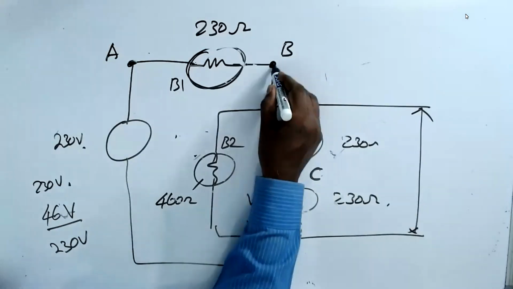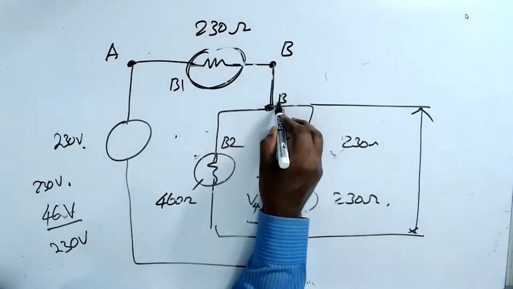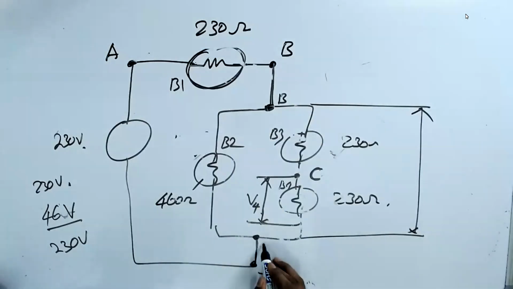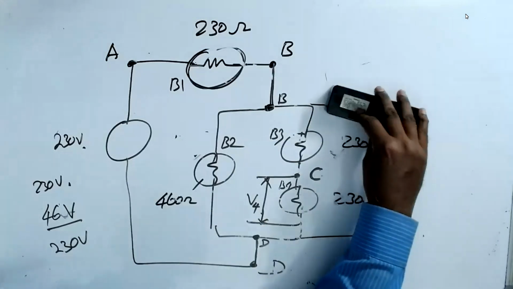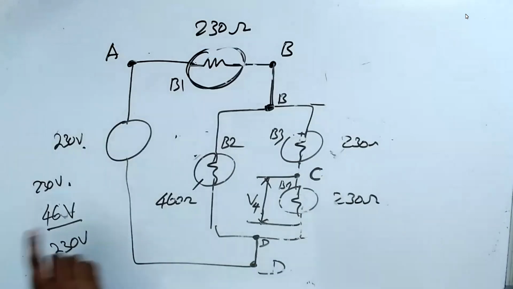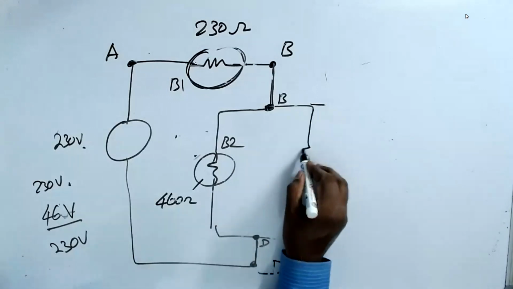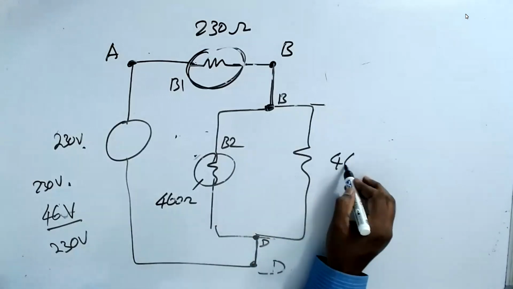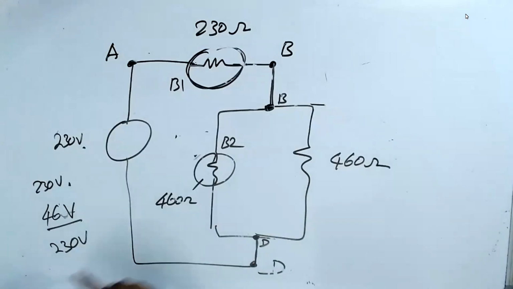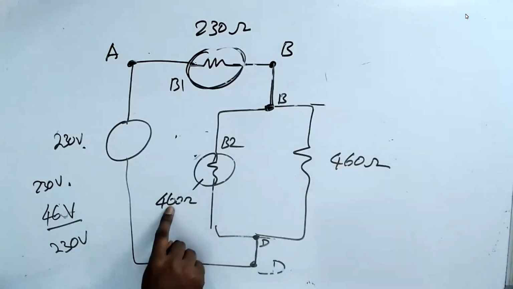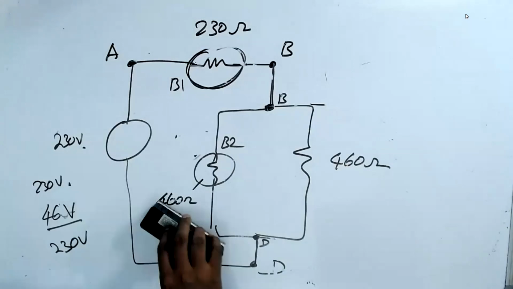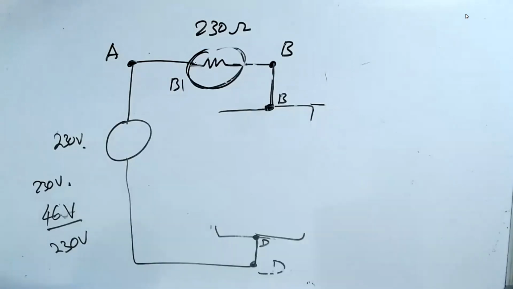This is B, same wire. This is also B, the same wire. That's also D. This wire means same voltage. Now I reduce this circuit. This one is 230 plus 230, how much? 460. So this becomes 460. Then 460 plus 460 in parallel becomes a single resistor.